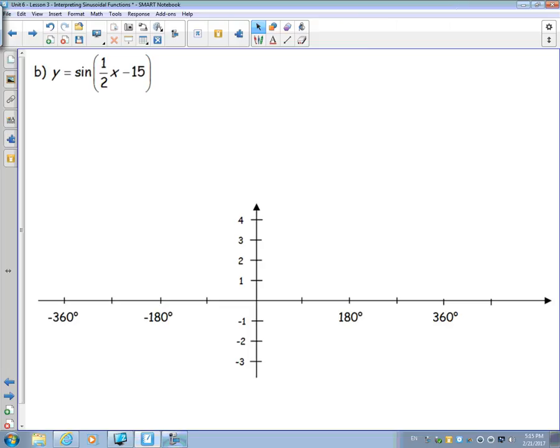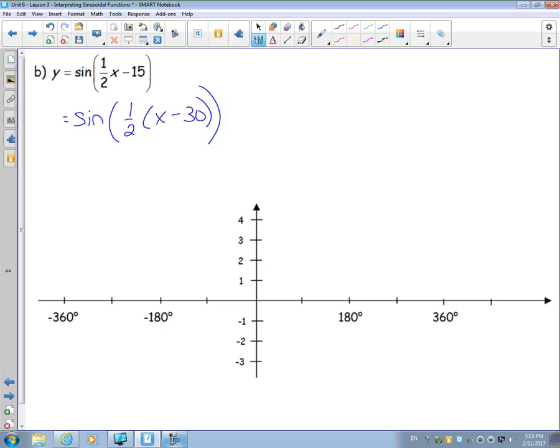In the second example, we have to deal with this function before we're allowed to decide about the transformations. Only one thing per bracket, right? So it's common factor with the half, and we're left with x minus 15 divided by a half is 30. Now we can do our table. So sine table, 0, 90, 180, 270, 360. Sine starts at 0 and goes up and back down.